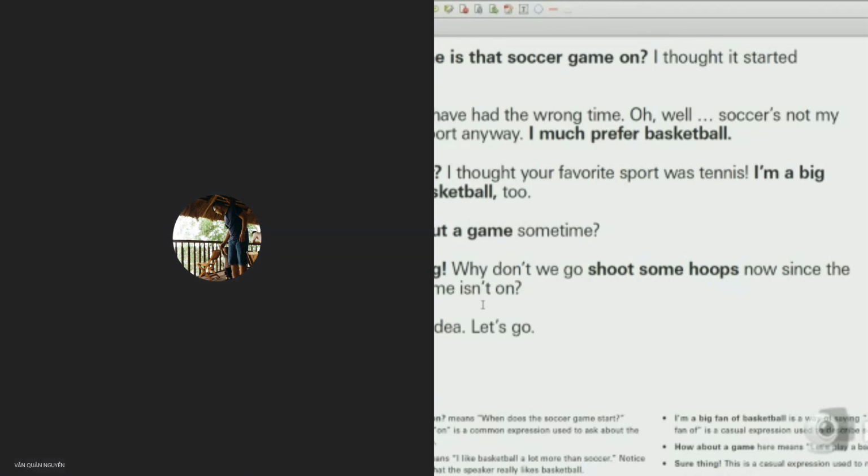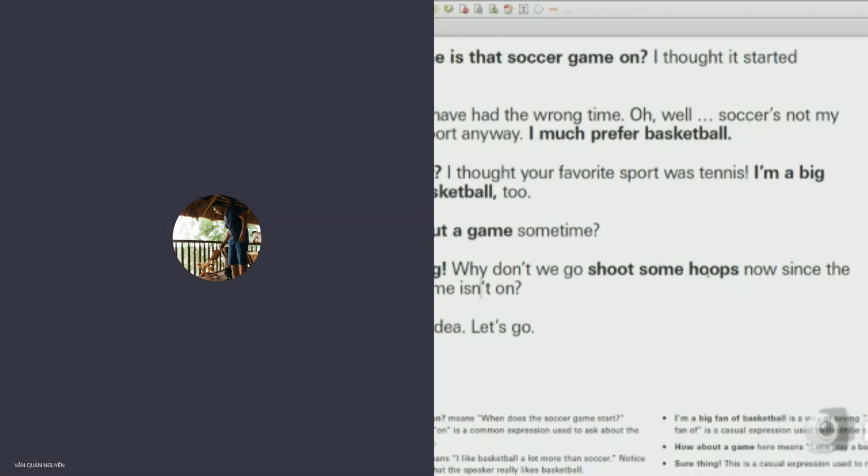Okay, but here Phil and Jack. So Phil said, sure thing. Why don't we go shoot some hoops now since the soccer game isn't on? It means that they're just going to shoot the ball into the basket or into the hoop. Just practice playing or just practice shooting the ball. So they're not going to play a full game of basketball.